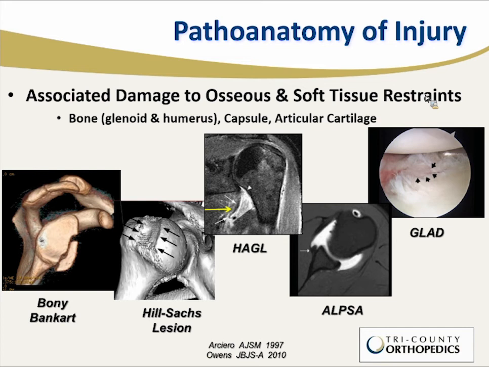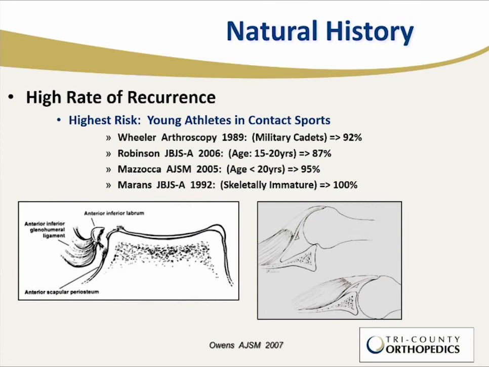And lastly, the GLAD lesion, which is the glenoid labral articular defect. And why that's important is because that's been associated with progressive arthritic change. And that's a concerning lesion, and one that pushes you to address this pathology earlier, because it is associated with a higher rate of arthritic progression. So those are the key associated structures that can be injured.